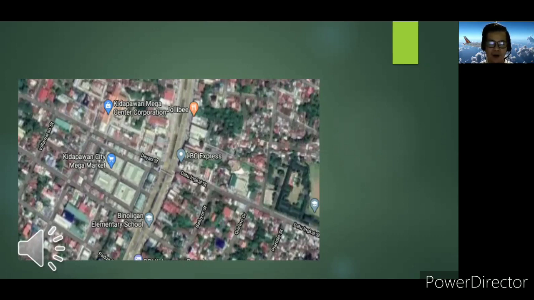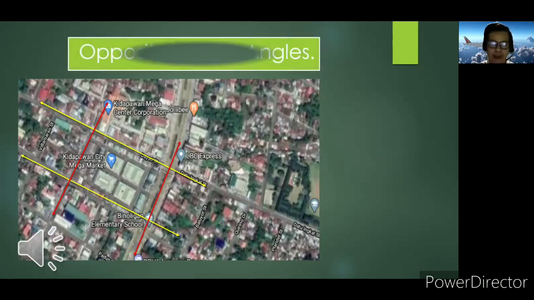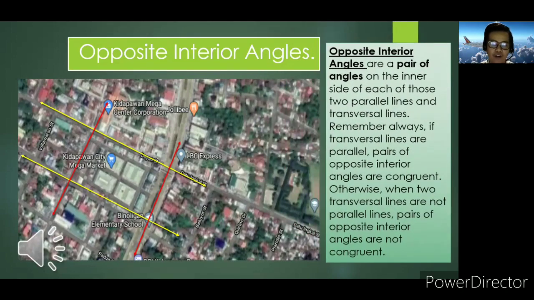Thank you. Oh, the weather is gloomy, kid. But look at that sign. A lot of streets are parallel with each other and at the same time cut by two or more lines. Yes, it is possible that parallel lines can be cut by two transversal lines, just like the streets here in Kidapawan City. Today, you will be learning about this. These lines form what are named opposite interior angles. Opposite interior angles are pairs of angles on the inner side of each of those two parallel lines and transversal lines.